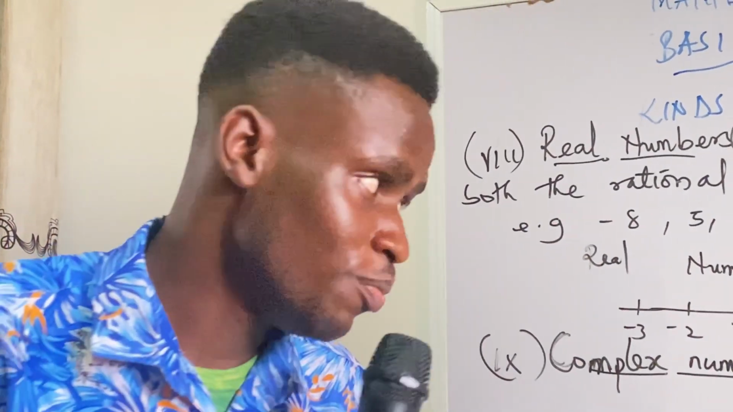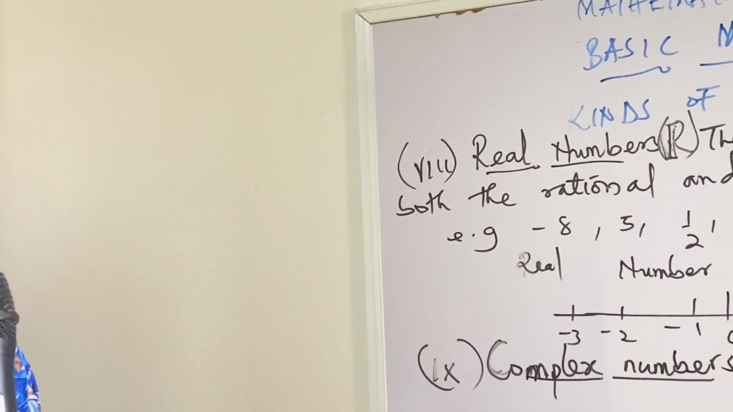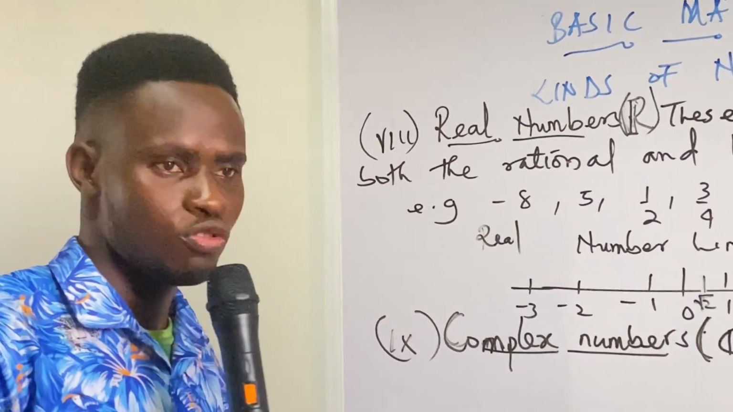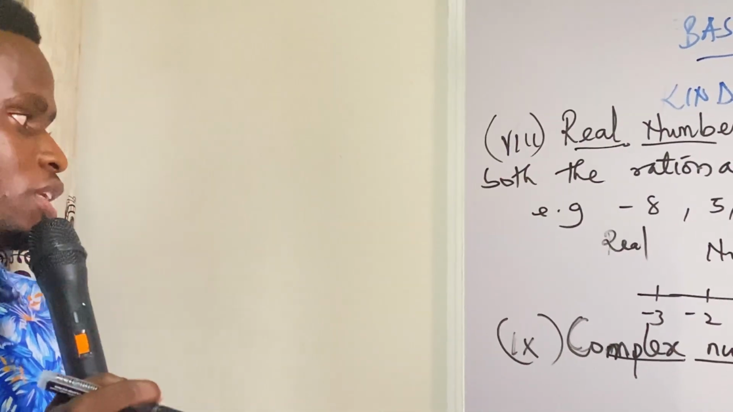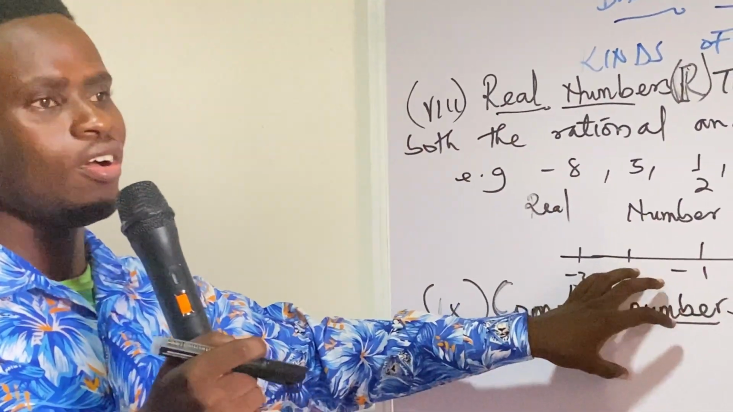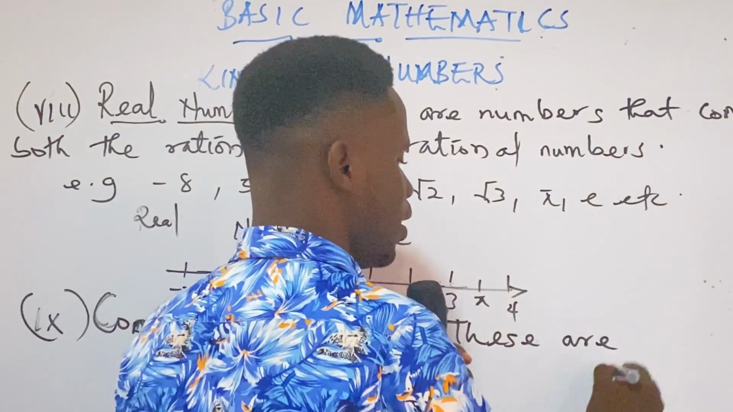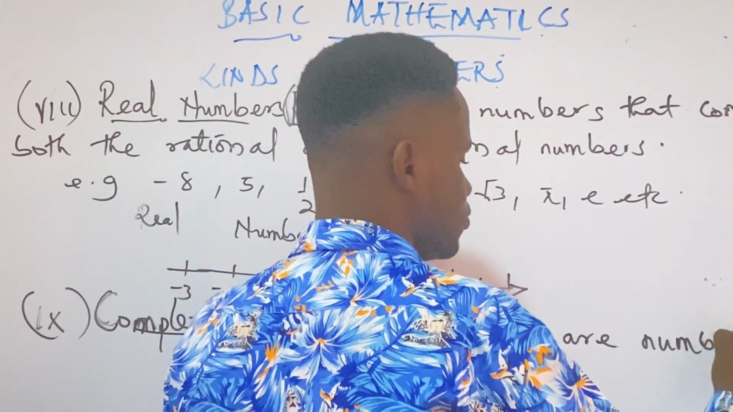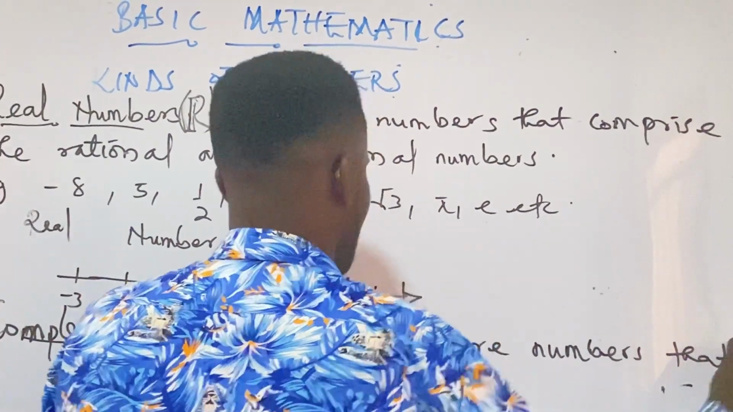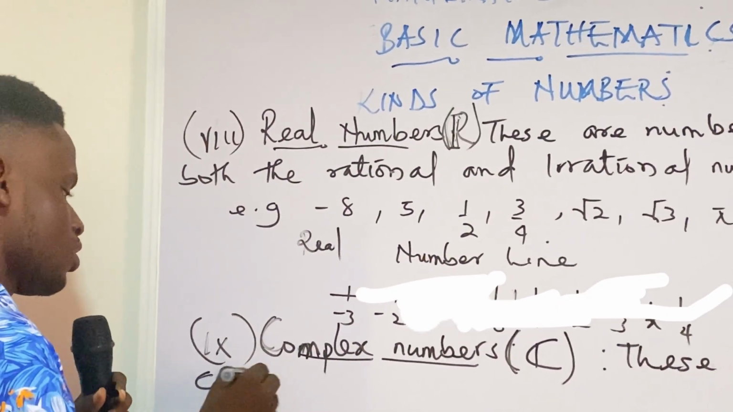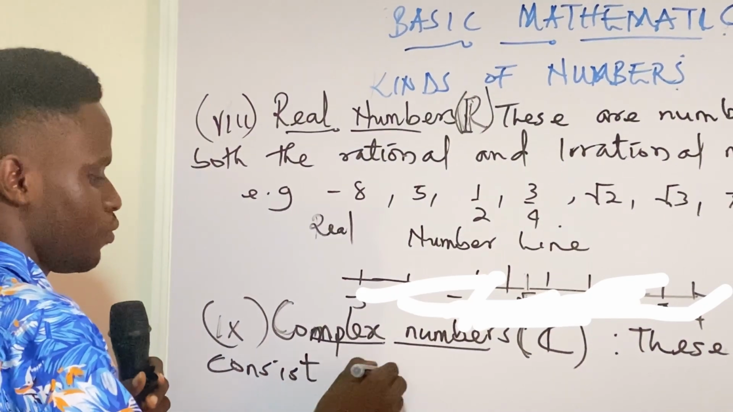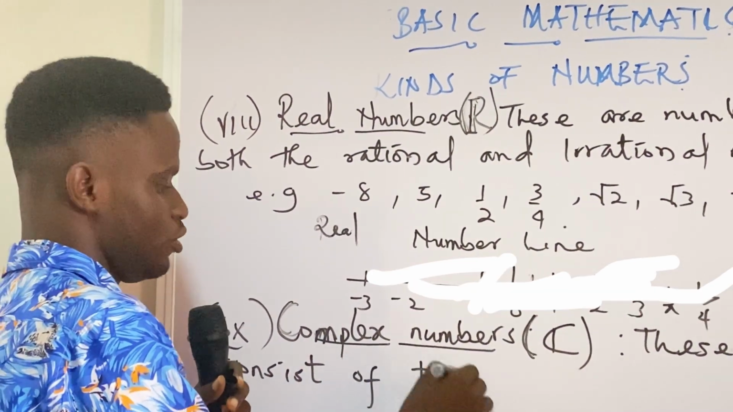What are these complex numbers? It's not something that is difficult to get. Now, this complex number is, I can say, the father of all. These are numbers that consist of two parts.